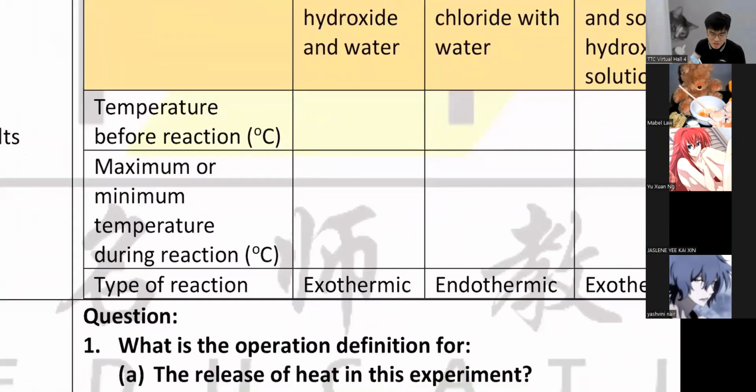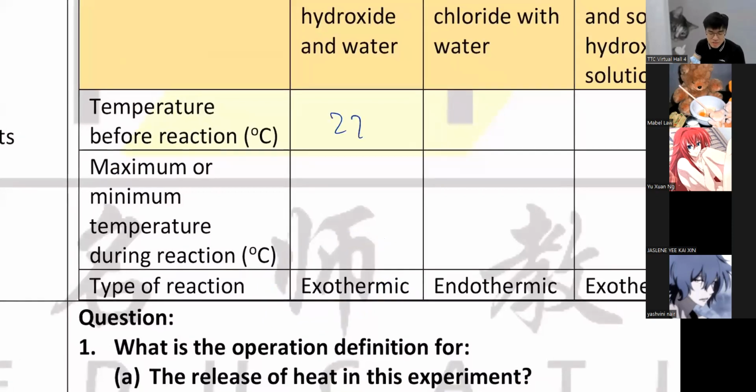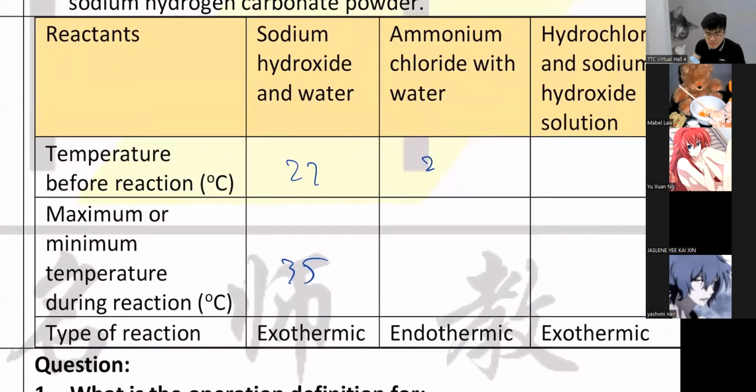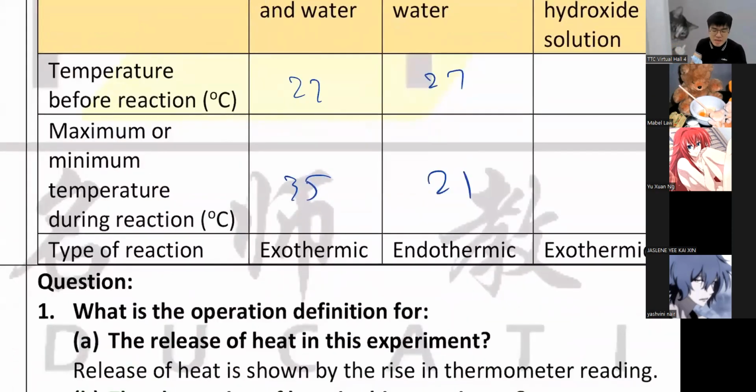All right, so exothermic is when the temperature increases. Maybe you start with 27. This thing goes up to 35. Yay! Heat release. Exothermic. Okay, and then ammonium chloride, maybe it goes from 27 to 21. Yay! Temperature drops, heat absorbed, endothermic.